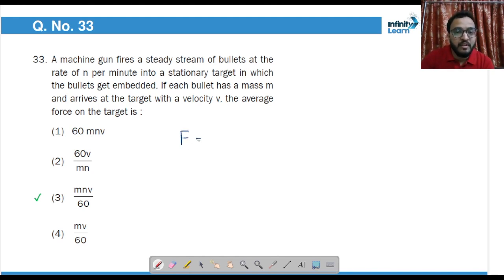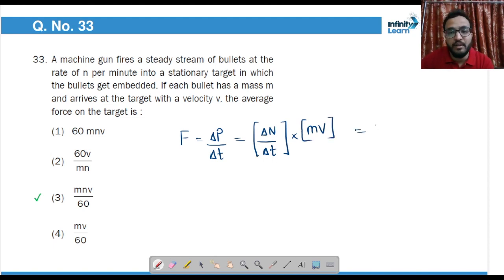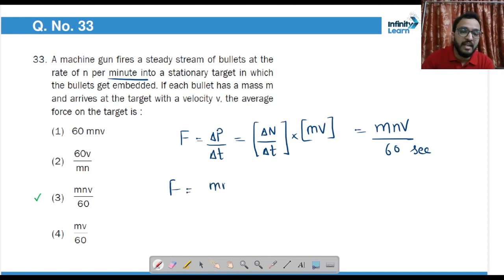What is force? Force is delta P by delta T. Sometimes it is also written as delta N by delta T, that is number of bullets fired per second, into change in momentum of a single bullet. Now delta N by delta T is given as small n right now, so the answer will be m n v. But the time is given per minute, so you have to put 60 seconds here because the denominator should be in seconds. So the force will be m n v upon 60. Got it?